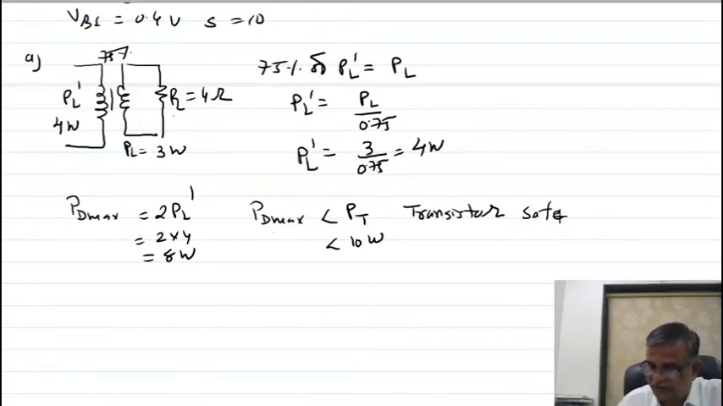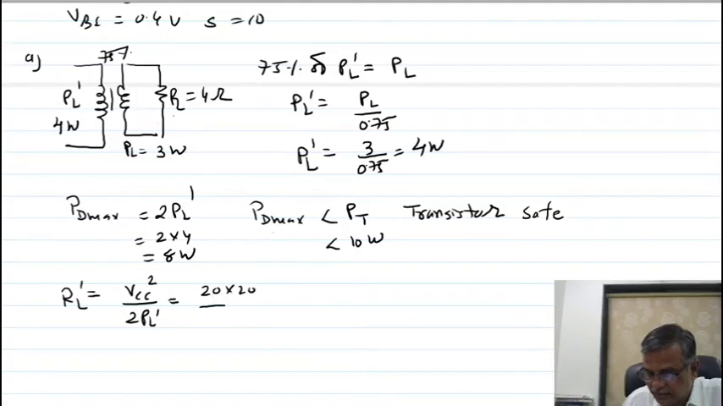Transistor is operated in a safe region. Now, once we have checked, what is RL dash? RL dash is nothing but VCC square upon 2 PL dash. So it is 20 into 20 upon 2 into 8. So RL dash is nothing but 25 ohm.